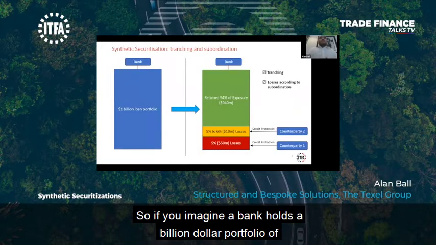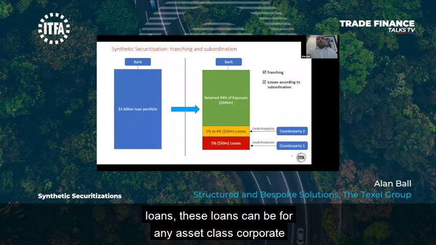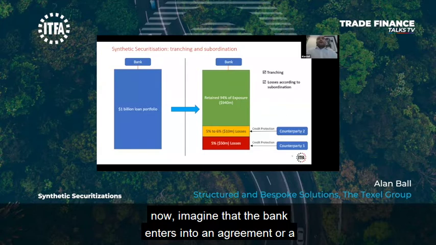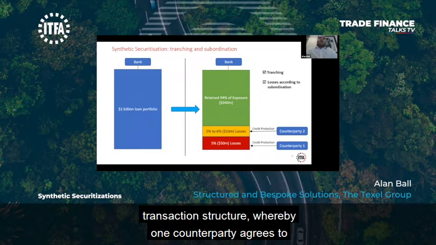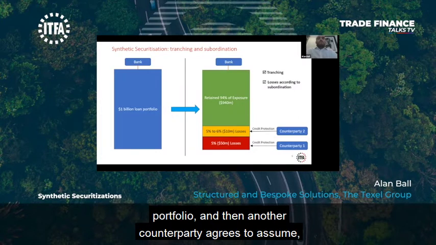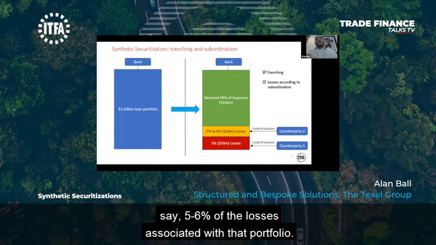So if you imagine a bank holds a $1 billion portfolio of loans, and these loans can be for any asset class: corporate lending, SME lending, trade financing, as you alluded to. Now imagine that the bank enters into an agreement or a transaction structure whereby one counterparty agrees to assume the first 5% of the losses associated with that portfolio, and then another counterparty agrees to assume, say, 5 to 6% of the losses associated with that portfolio.